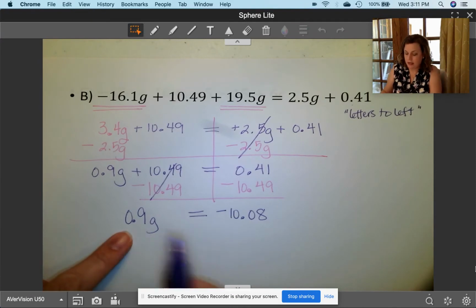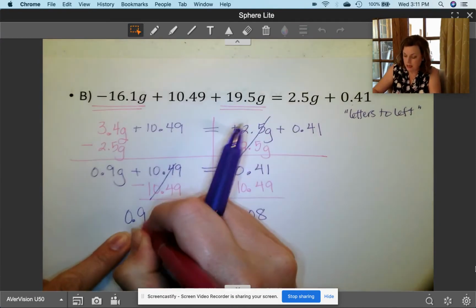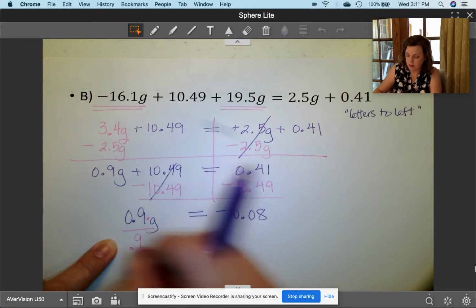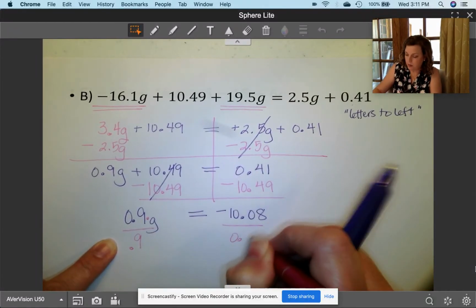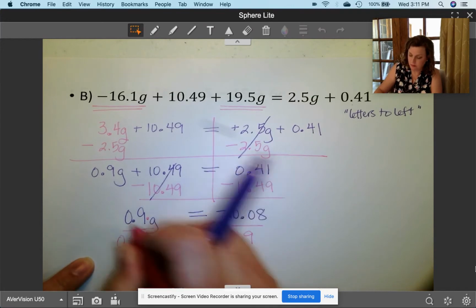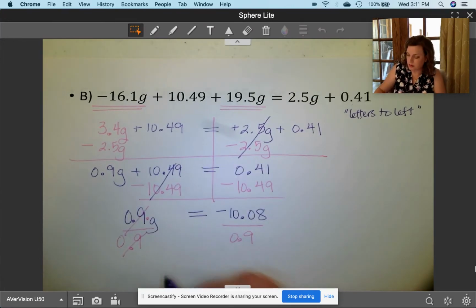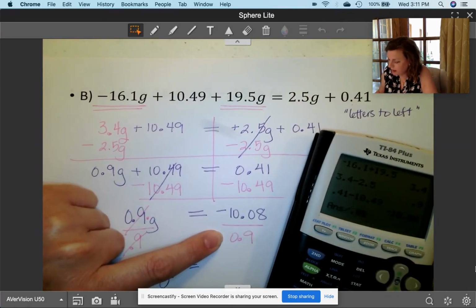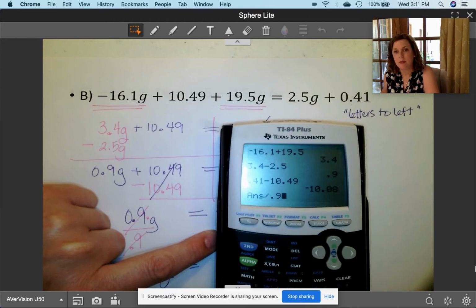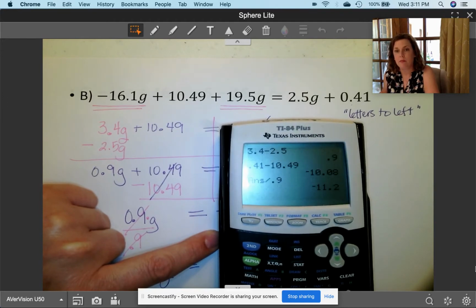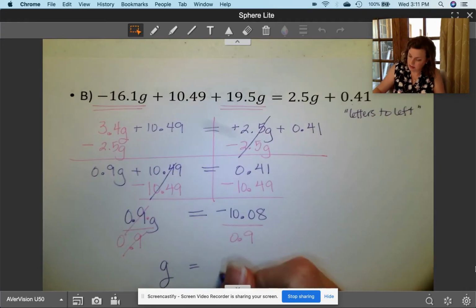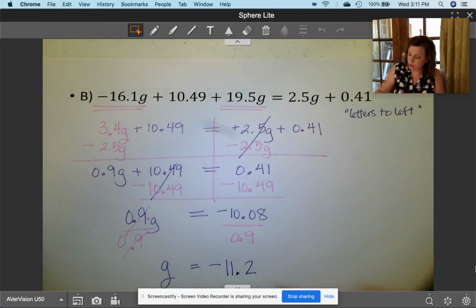And now this is 0.9 times G. And to get rid of that 0.9, we're going to divide both sides by 0.9. 0.9 goes into itself one time, so we're left with 1G there. And again, I'm going to go ahead and just divide by 0.9. You see that? There we go. We get negative 11.2.